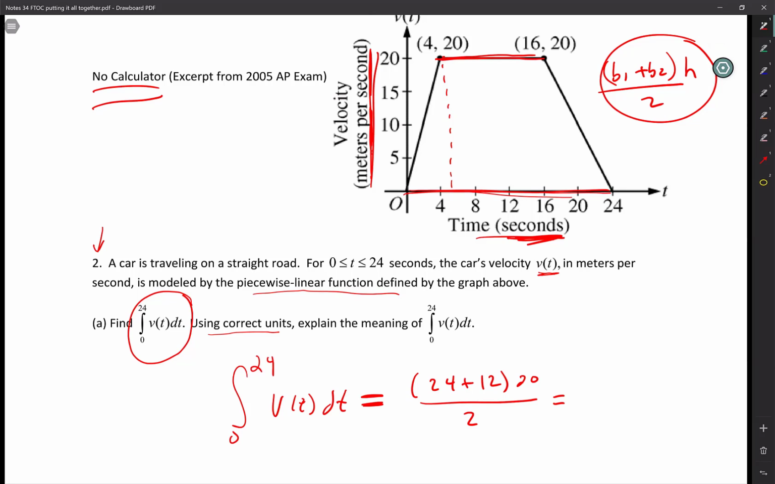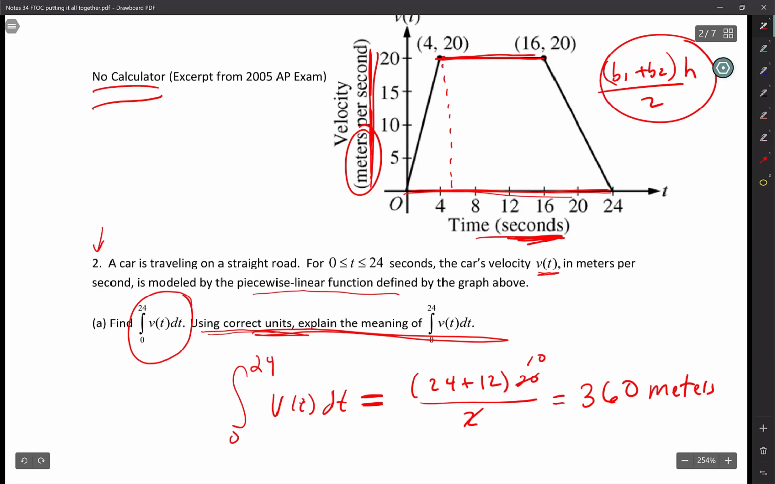So here we go. 2 goes into 20 10 times. I would just cancel that out. 24 and 12, 24, 34, 36. 36 times 10, just add a 0 to that. It wasn't hard to do that. Put the units. And then you still haven't gotten the full credit. You still haven't done that part, guys.